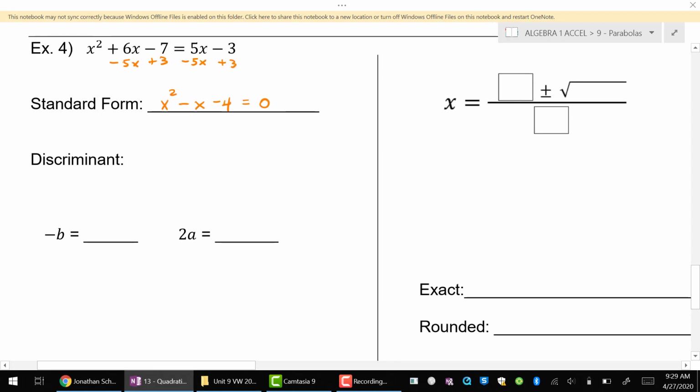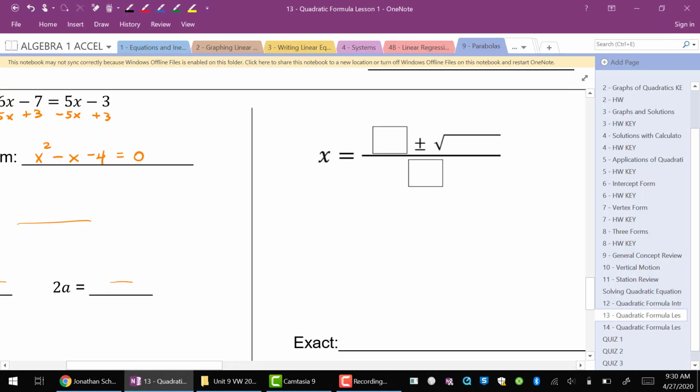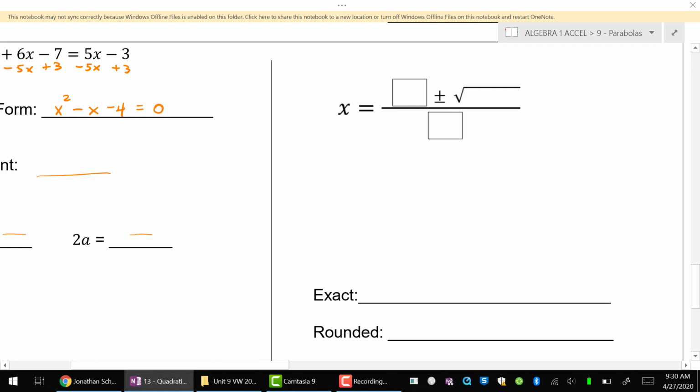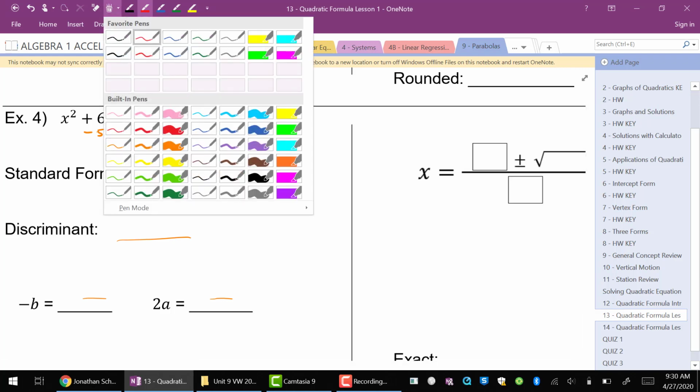I'm going to skip the discriminant for now. I'm going to skip this opposite of b, and I'm going to skip the 2a, just because I'll do all that in my procedure of solving with the quadratic formula. So here's my equation, x squared minus x minus 4. Let's see what we end up with here. So opposite of b, well, the b value is -1. Opposite, excuse me, opposite of b would be, oh, wait, one mistake here. Glad I caught that early.